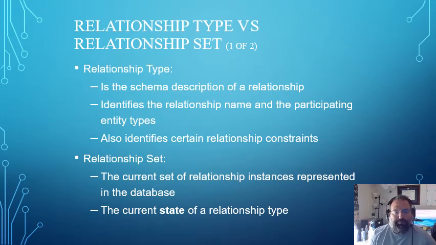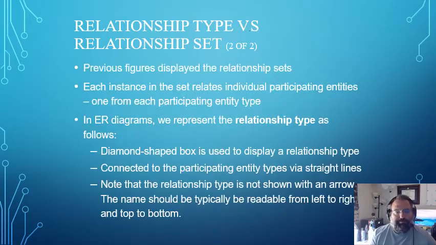A relationship type is the schema description of a relationship. It identifies the relationship name and the participating entity types. It also identifies certain relationship constraints. A relationship set is the current set of relationship instances represented in the database, very similar to what we talked about earlier with sets. It is the current state of the relationship type. Previous figures displayed the relationship sets. Each instance in the set relates individual participating entities, one from each participating entity type.